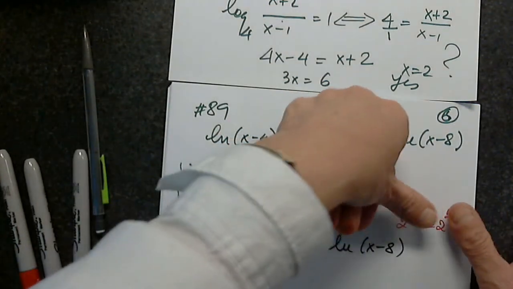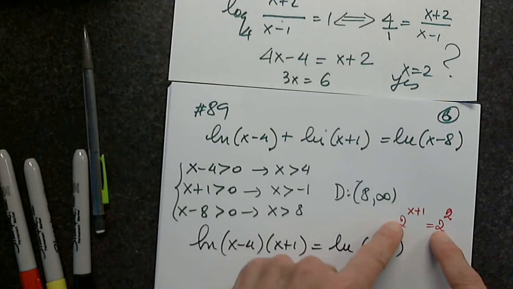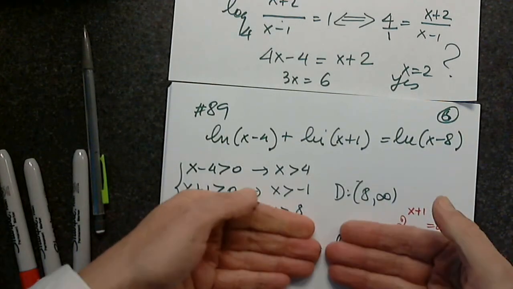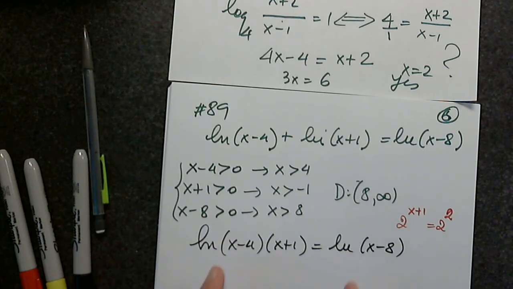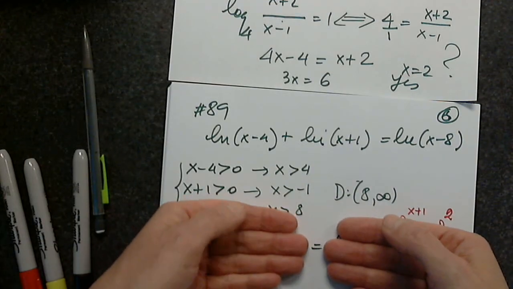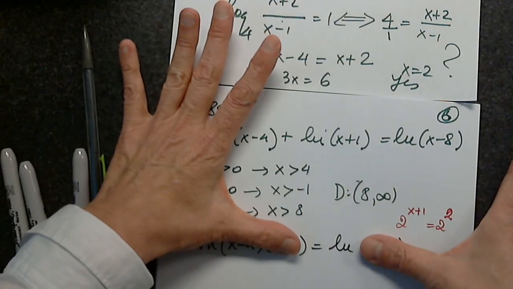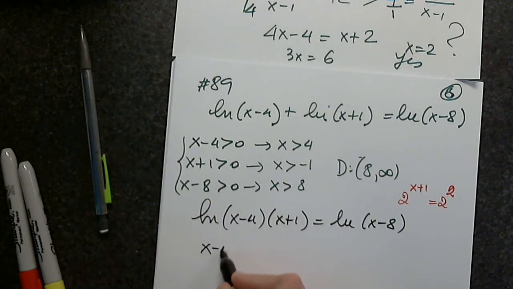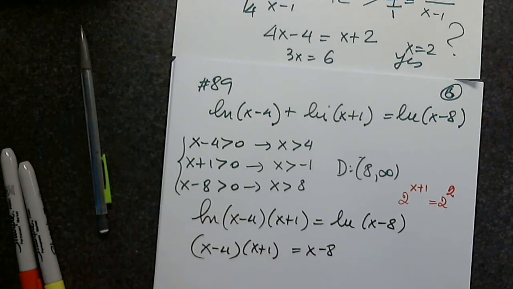Same idea, one more time. 2 numbers are equal, they have the same base, therefore the exponents must be the same. 2 logs, and this is a key, in the same base, otherwise the problem is different. 2 logs in the same base are equal. They must be applied to the same number. Therefore, from here I have (x - 4)(x + 1) must equal x - 8.